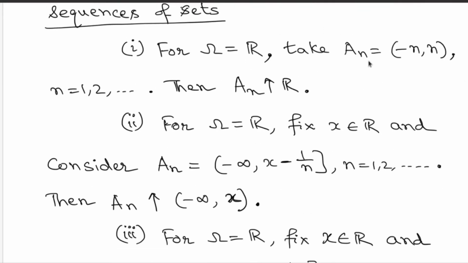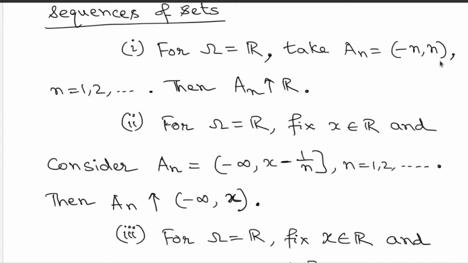So take this sequence of intervals A_n on the real line. So A_n is minus n to plus n, for n equal to 1, 2, 3, all positive integers. Then what happens? If you look at A_(n+1), that starts from minus (n+1) to (n+1), right? So therefore A_(n+1) is a bigger set and it will contain A_n. So since A_n is contained in A_(n+1) and this is true for all n, then A_n is increasing. Now you are interested in what happens to the limit.